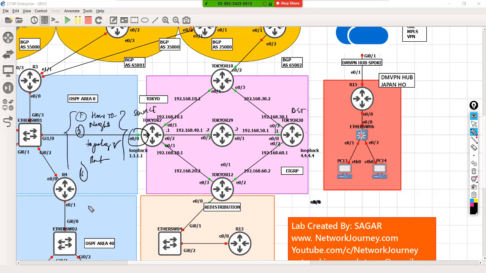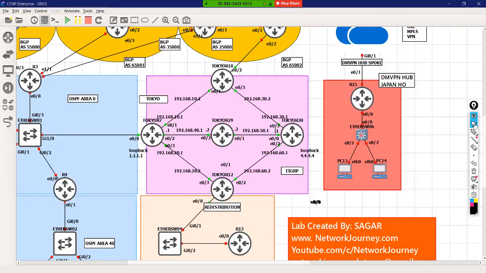In the next class we will try path manipulation, we will see equal load sharing, and we will see unequal load sharing. These are some advanced topics and will be taken up in the next class. As of now, let's build some simple EIGRP. Let me show you what the content of EIGRP is.